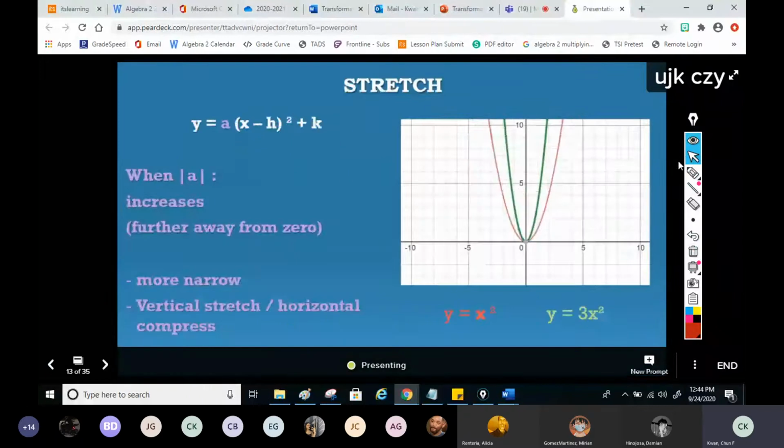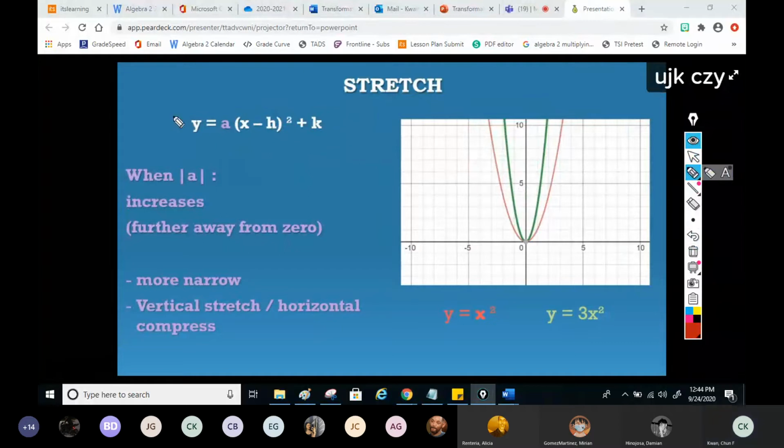All right, so let's take a look right here. So this is the generic quadratic function right here. You see that the number at the very front, we call it the A. Whatever number that is, we call it the A. That's the number at the very front. This number tells us if the graph is going to be wider or more narrow.